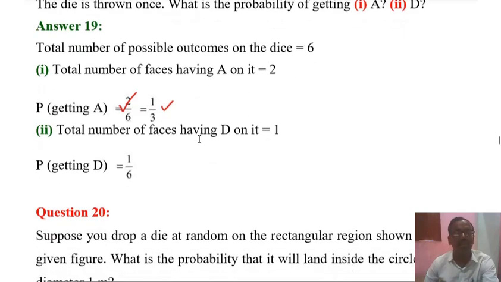Total number of faces having D is 1. So the number of favorable outcomes is 1. So the probability of getting D will be 1 by 6. Hope there is no problem understanding the solution of the first and second part of question number 19.